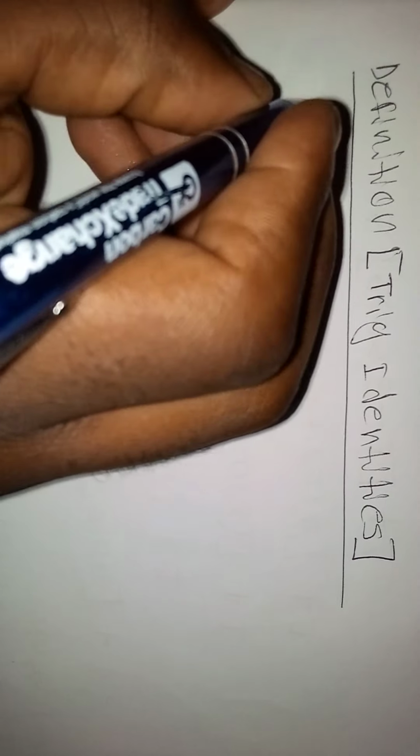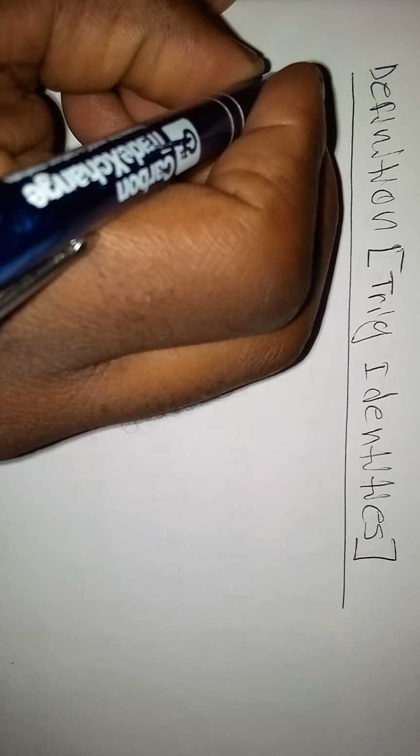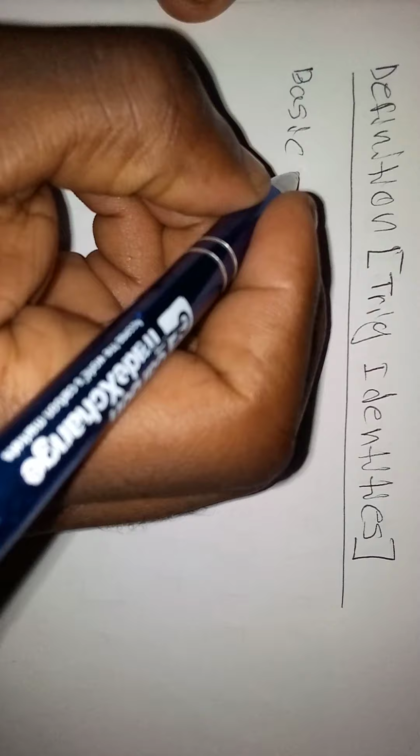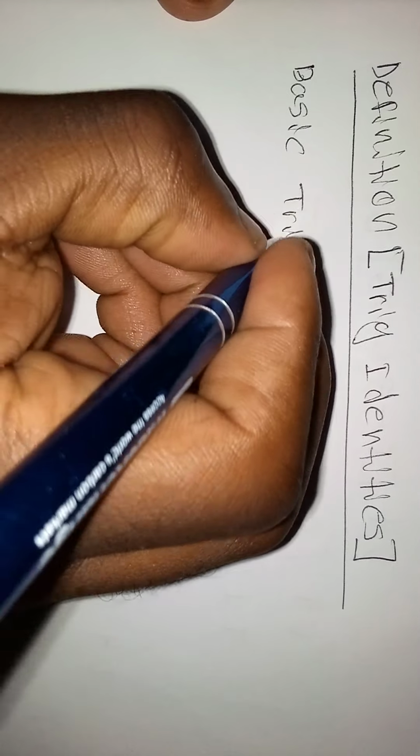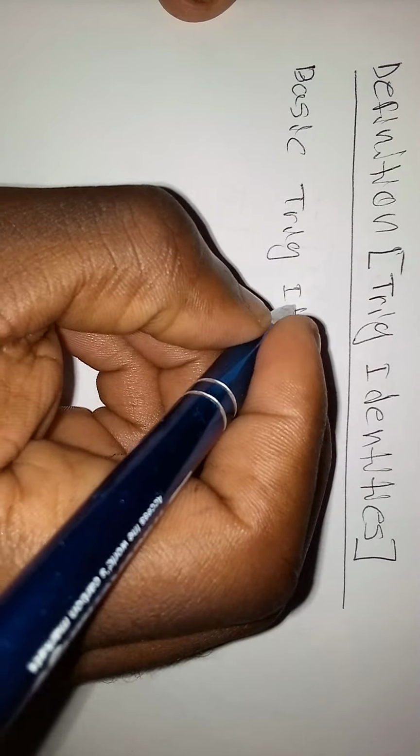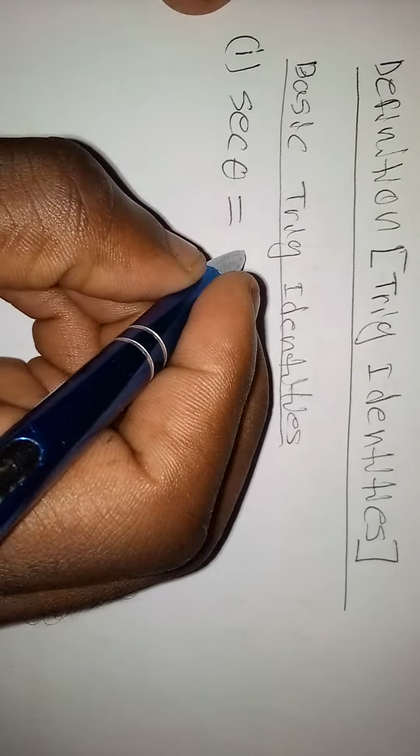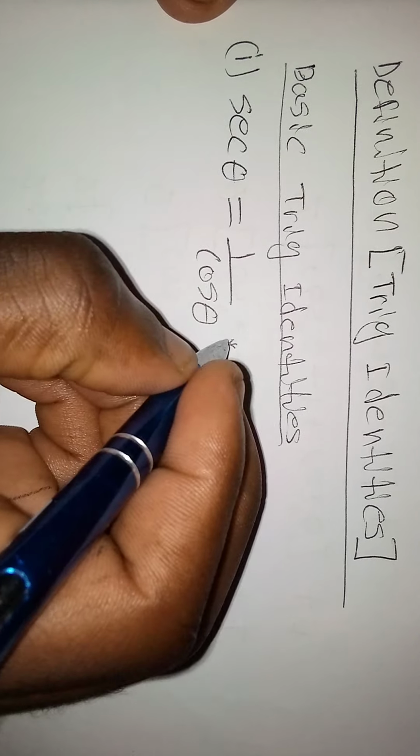Okay, so to do that, we start with some basic trig identities, then from there we extend. So let's say basic trig identities. The basic ones are sec theta is equal to 1 over cos theta. So you need to know this.